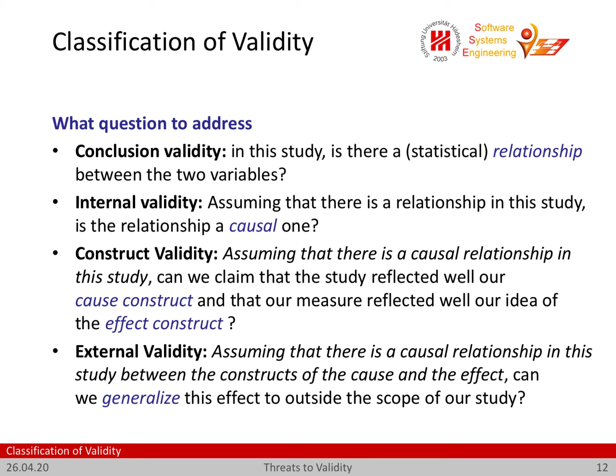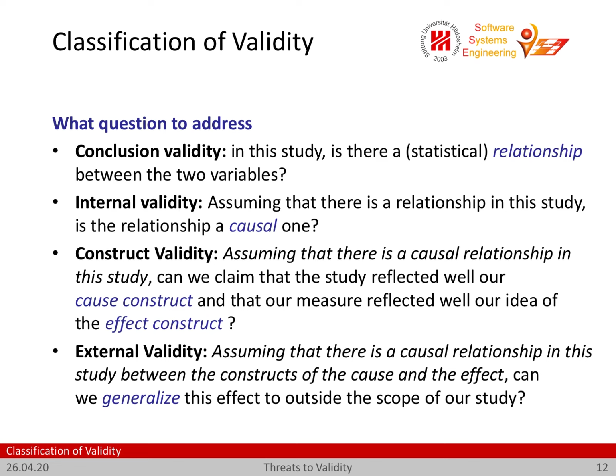So on this slide, we have again the classification of the different types of validity. Just to summarize, for conclusion validity, we have to determine whether in this study there is really a sound statistical relationship between the two variables. So this is basically asking for statistical correlation.